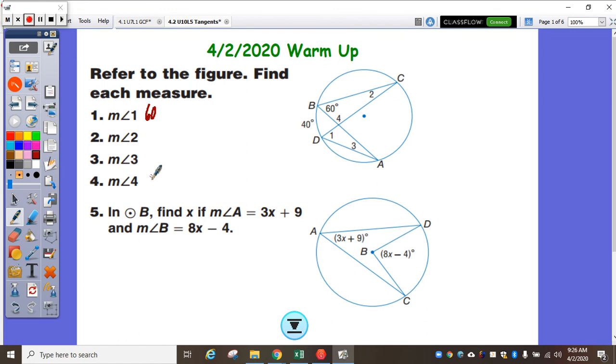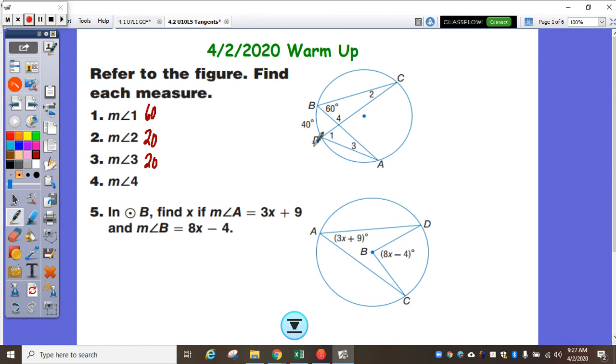All right, angle 2 has an intercepted arc of 40 degrees, so angle 2 will be half of that intercepted arc. Remember that for an inscribed angle, the vertex is on the circle itself. The arc is twice the angle, and the angle is half the arc. So this would be 20. Because these two angles share this intercepted arc, angle 2 is congruent to angle 3, so angle 3 would also be 20 degrees.